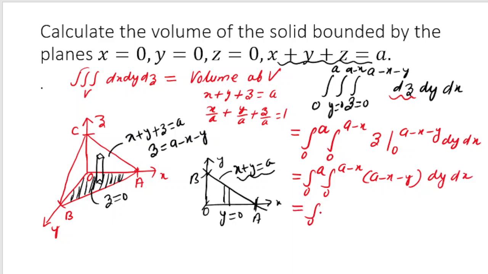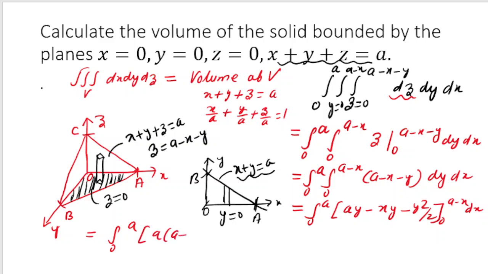Then this is equal to 0 to a. Now we have to integrate it with respect to y. So I will get ay minus xy minus y square by 2. Limit is 0 to a minus x dx. So continuing here, because we don't have a space, so that we can manage. So I will get what? I will get 0 to a, and a into a minus x minus x into a minus x minus half and a square, that is a minus x whole square. And if I put y is equal to 0, this term and this term, everything will become 0. So I will just get dx.